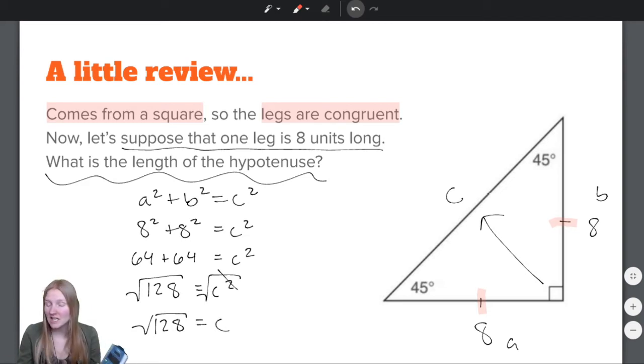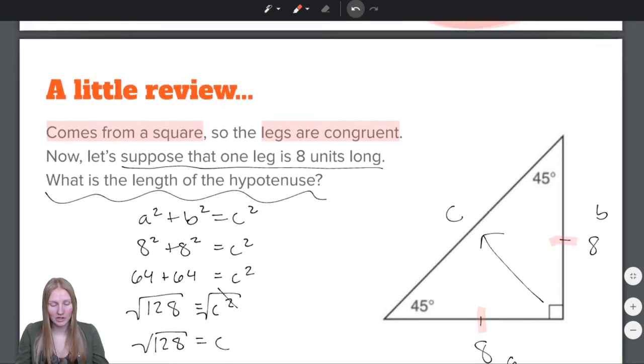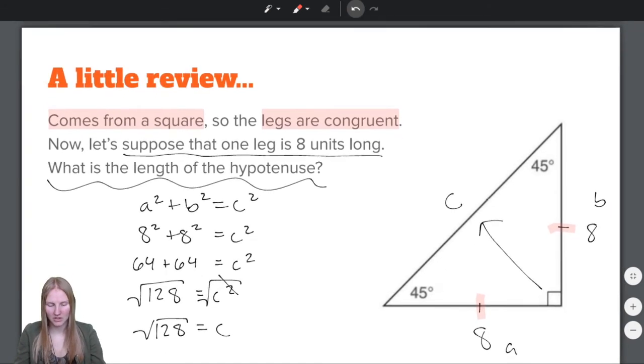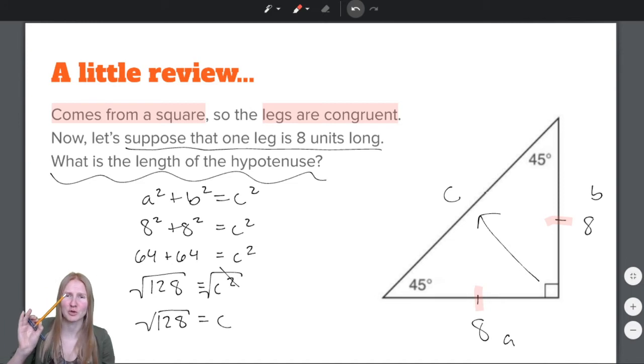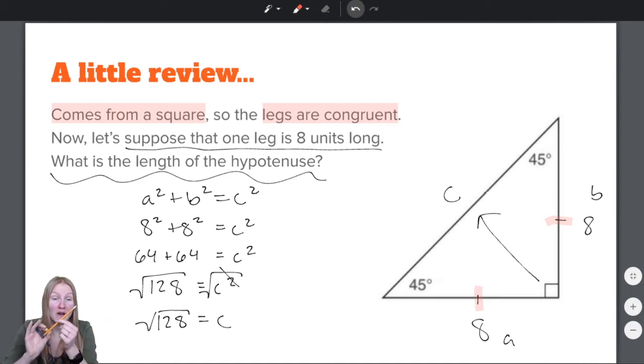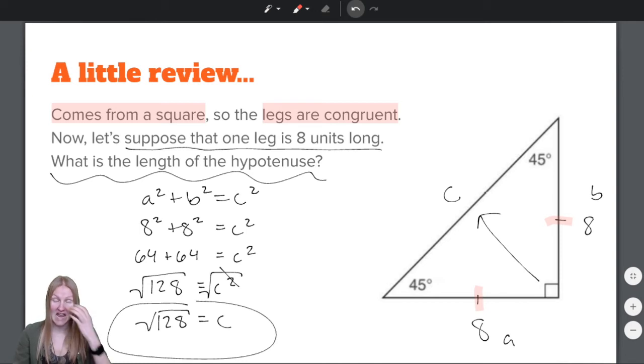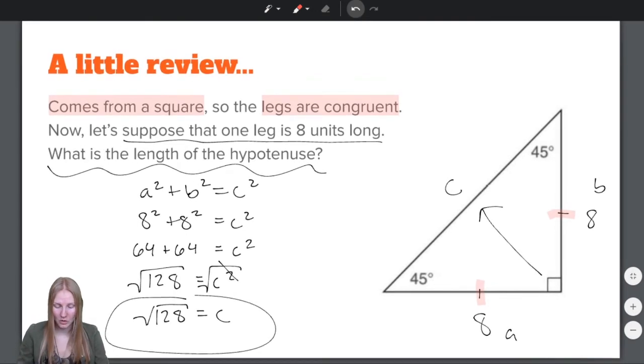Now, we could get a decimal, and that would be helpful if this were like a word problem and I wanted to know, what is the square root of 128? Like, what does that look like? If I told you that this pencil was the square root of 128 centimeters long, what does that mean? How long is that? In this problem, we want to keep an exact answer. An exact answer. So we need to simplify this radical.